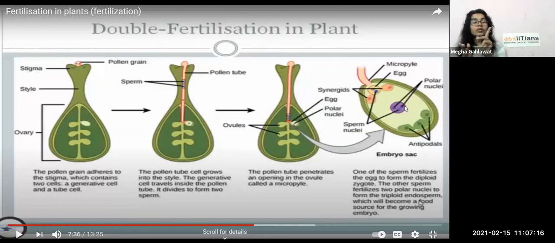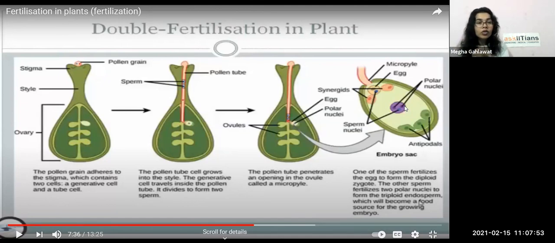And then another, the vegetative sperm cell, goes and fuses with the polar nuclei, which are present in the center of the embryo sac, the purple colored structure that you see onto which the mouse is there. Okay, which forms the triploid endosperm. Triploid means three nuclei are fusing, so it will have three sets of the chromosomes. That is why it is called the triploid nucleus. Now this is called the endosperm.